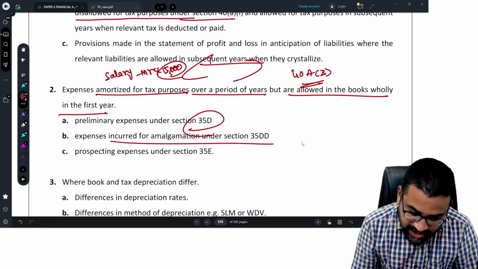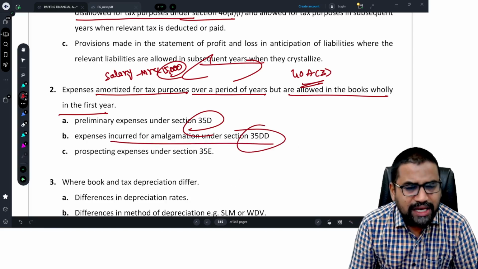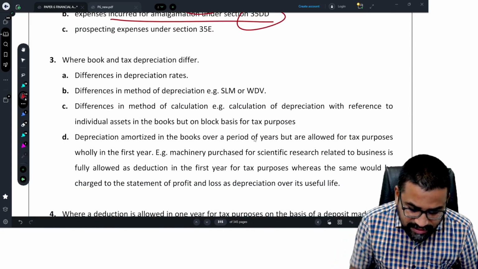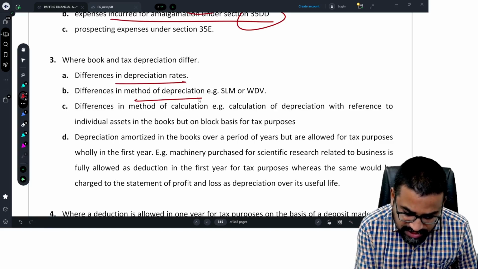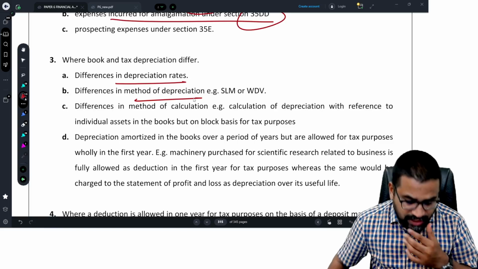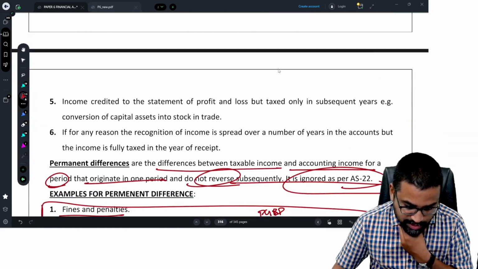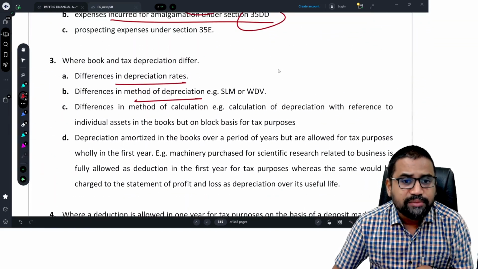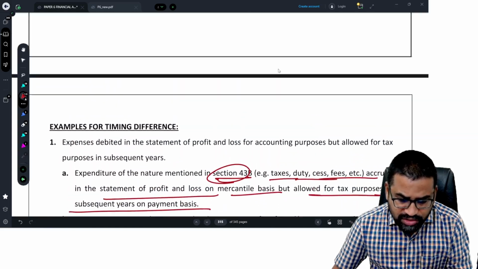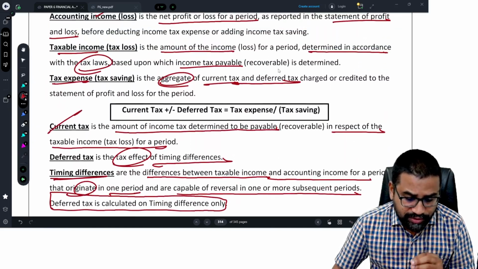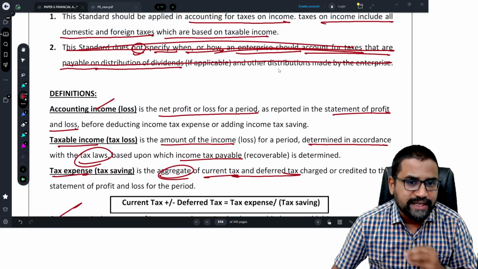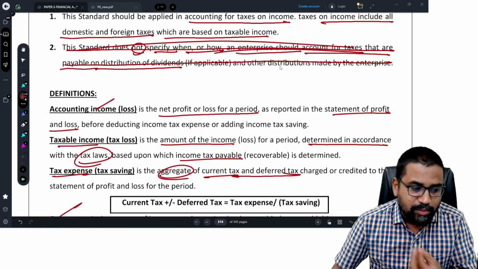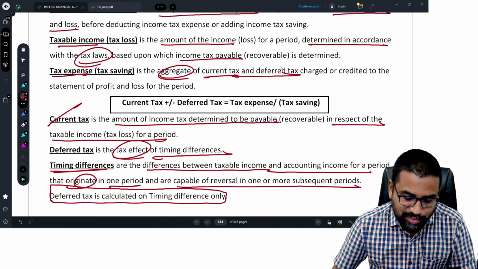Similarly, any expenses incurred for amalgamation under section 35DD, I think amalgamation expenses, they will allow over a period of 5 years. So all these differences, sir, difference in depreciation, methods of depreciation. See, in depreciation, definitely there is a timing difference between accounting income and taxable income. These differences you will understand only when you read the provisions of Income Tax Act. I don't think you are going to remember everything. The only 2 or 3 examples that come quite frequently are depreciation, one example, and another one is amortization expenses, interest expenses. So only the basics will come.